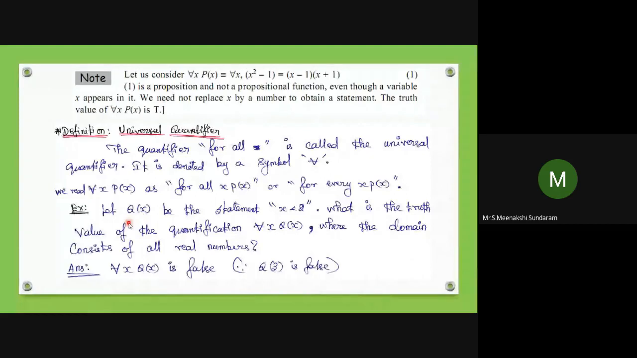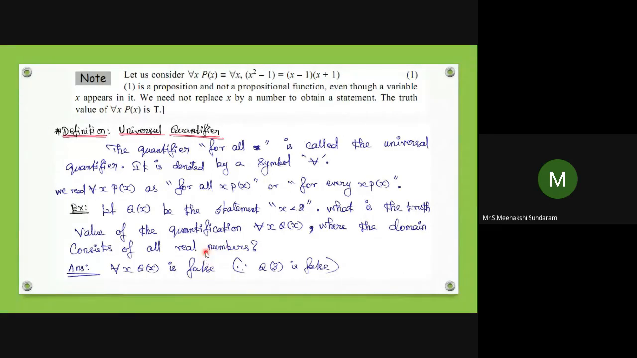What is the truth value of the quantification for all x Q of x? Take 3, 4, 5. The domain consists of all the real numbers, like minus 1 by 2, 0.535, but it is not true for all the cases. It is not applicable for all the real numbers. It is applicable only for values less than 2. If it is false, you can give only one counterexample.